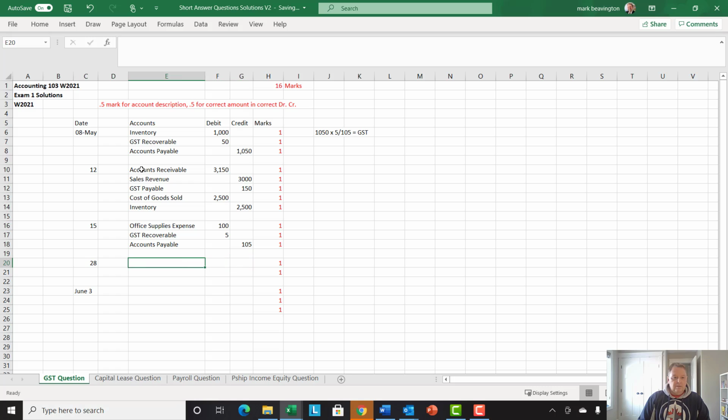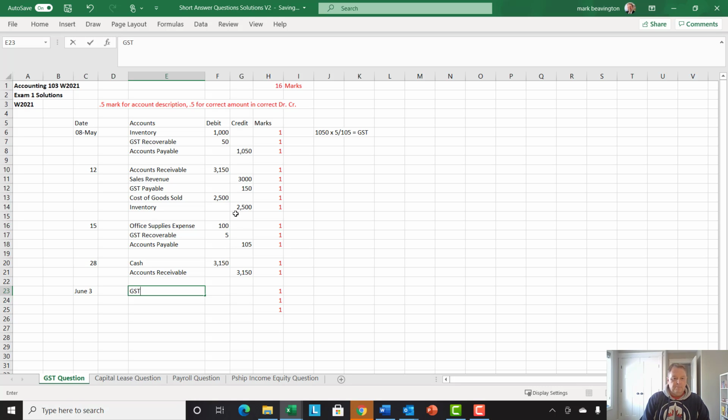Okay, then on the 28th, we collected the balance from Johnstone store. So that means we got some cash and we would have collected our accounts receivable. And if you look up in the question, and I did on yours, make sure you use the same number. It's $3,150. So the cash we got is $3,150. Excellent. So then we look at June the 3rd, it's part B. It says prepare the journal entry on June the 3rd when Marvelous Merchandising filed their GST return and make the payment or record the refund.